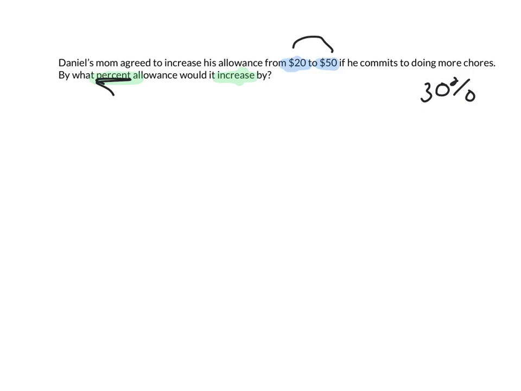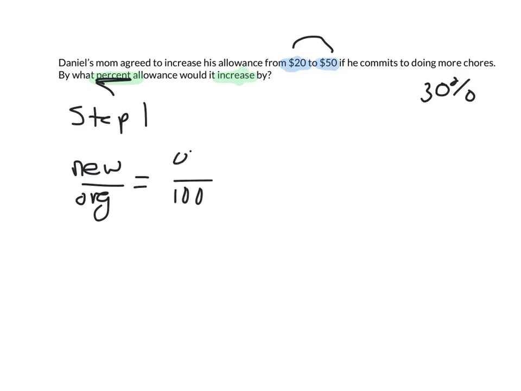So step one is we're going to look at the ratio we just talked about on the last slide. So I'm going to set it up. So I know this is going to be the new over the original. Let me rewrite that. And then this is going to be 100 and the percent. Remember, we're looking for that to help us figure it out. This is a two-step process, okay?